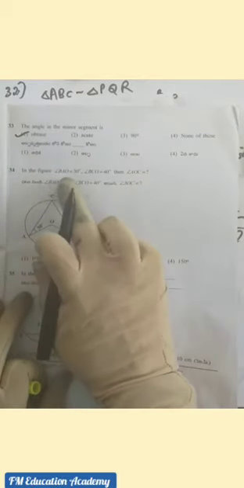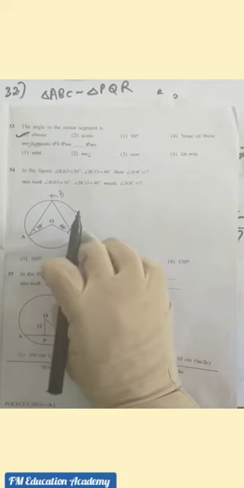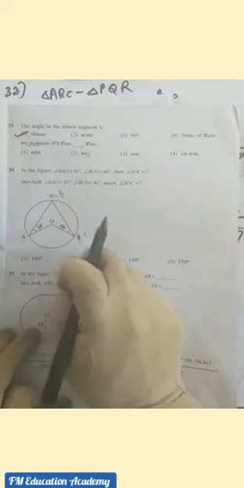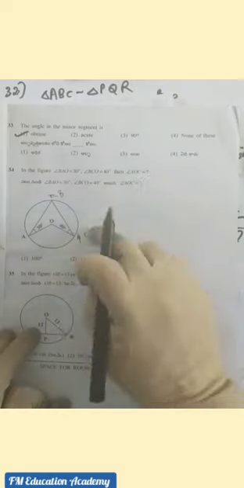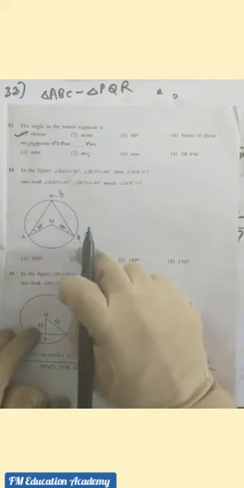34th question. In the figure, angle BOA is equal to 30 degree, angle BCO is equal to 40 degree. Then what is angle AOC? See, a mistake has been made in the question. Here it is given BAO, but it is actually angle BOA. It has written C, it has written B.